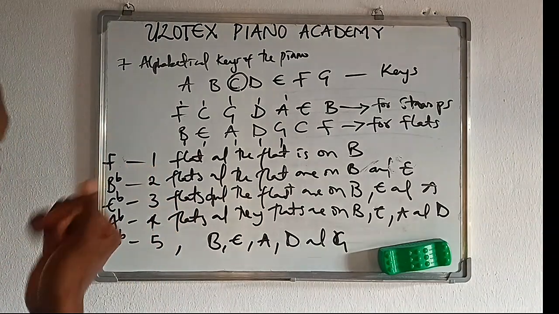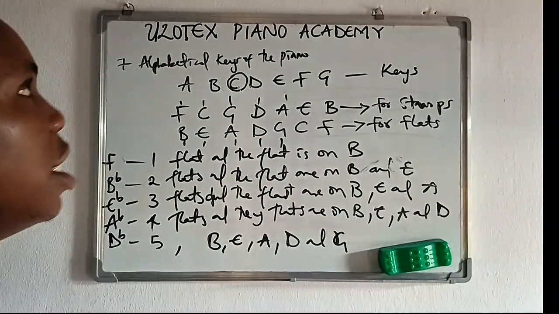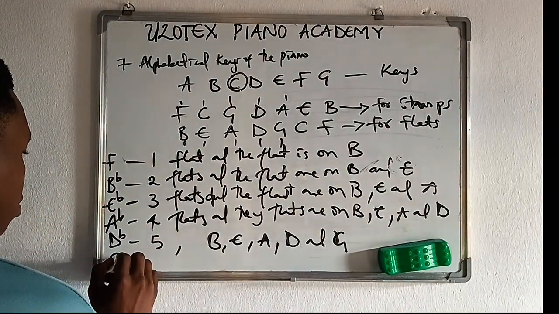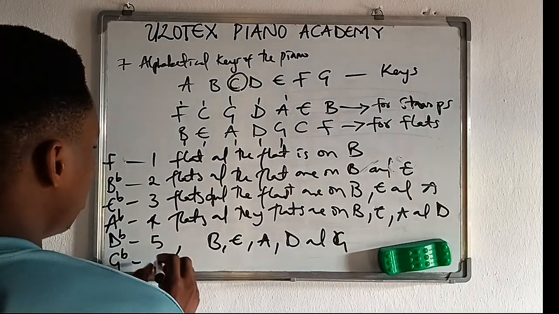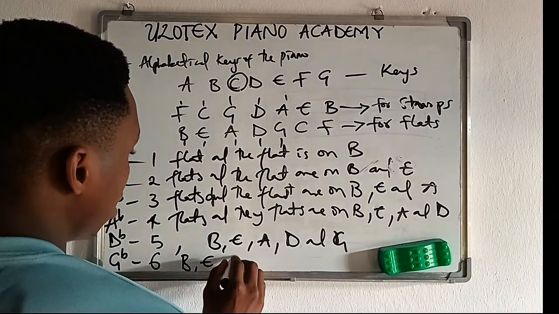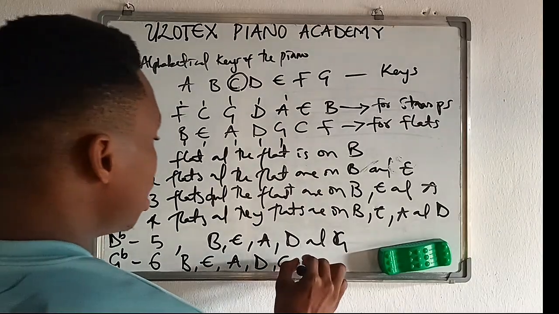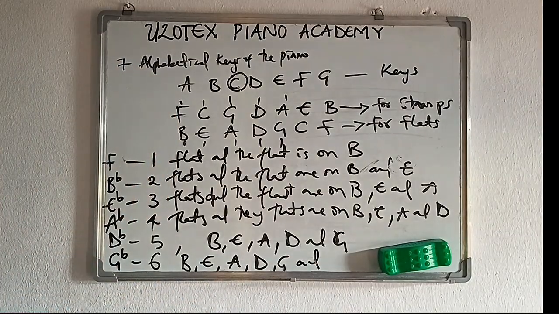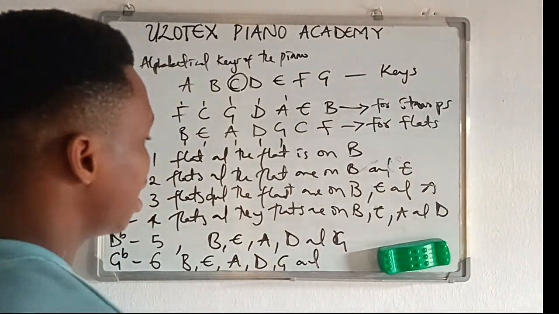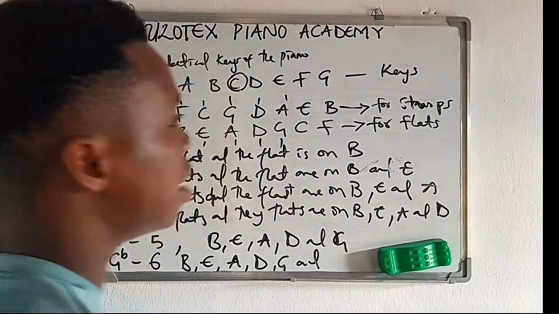So immediately after that, we have 1, 2, 3, 4, 5. We have G flat. The key G flat is still the F sharp that we know. It has 6 flats. You are going to flat B, E, A, D, G, and guess what you're going to flat? If you know that, guess it in the comment section. You are going to flat C again, because C flat is B natural.